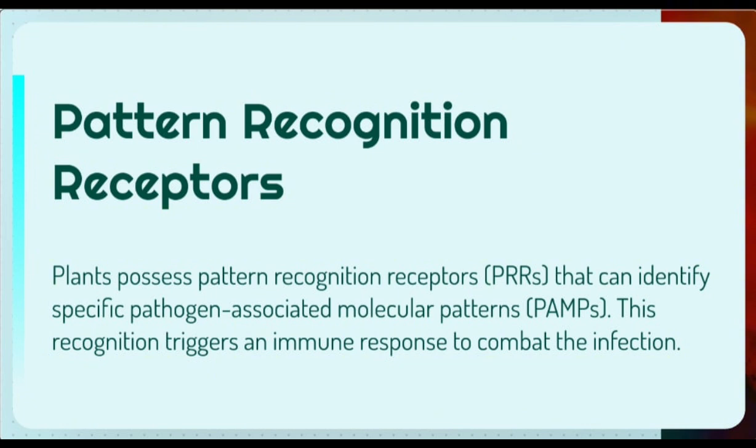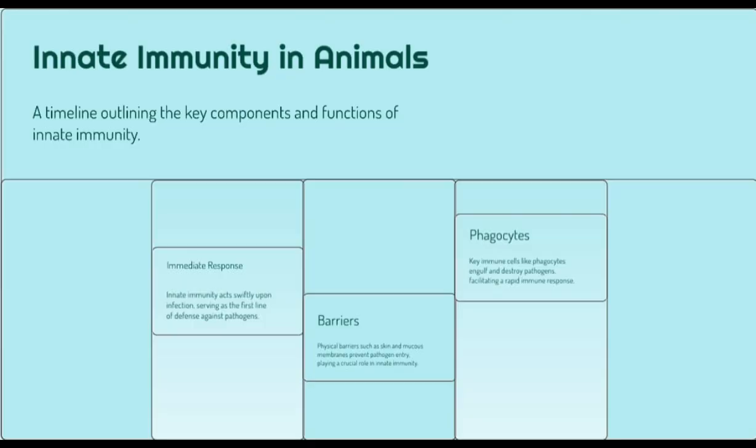Overall, these different components, adaptive immunity, physical barriers, chemical defenses, and pattern recognition receptors work together to protect plants from diseases and ensure their survival. Innate immunity in animals.